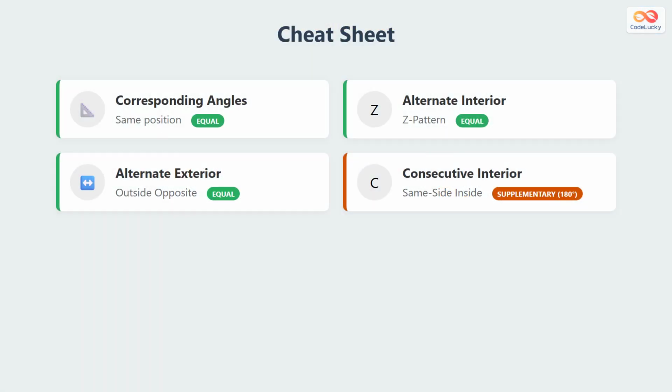Here is a quick summary to help you remember. Corresponding, alternate interior, and alternate exterior angles are all equal. The only one that is different is consecutive interior angles. Remember, they add up to 180 degrees.